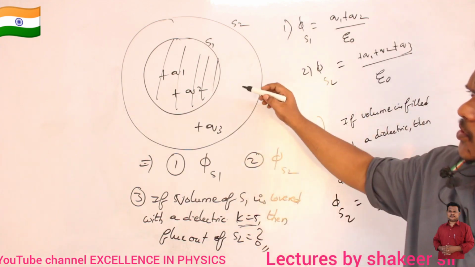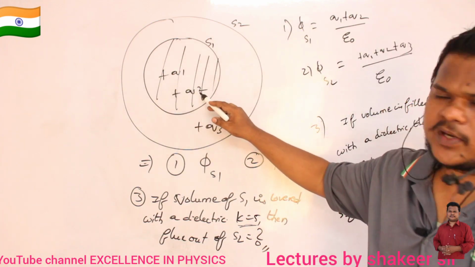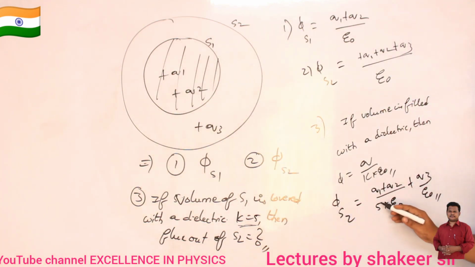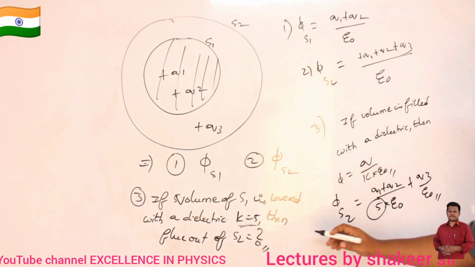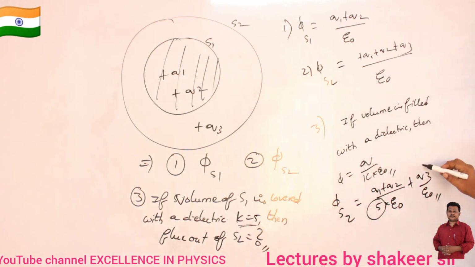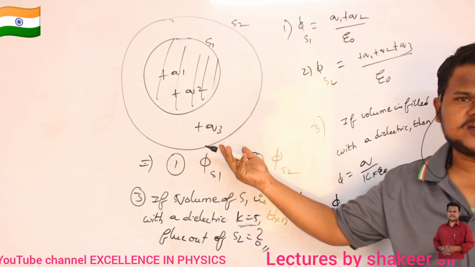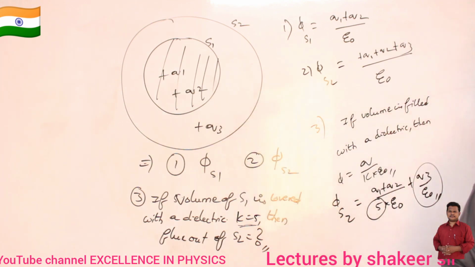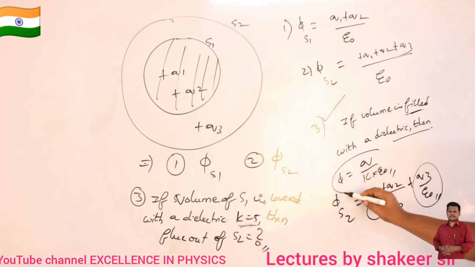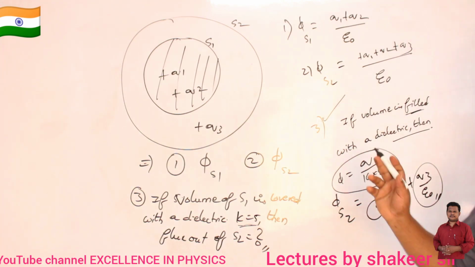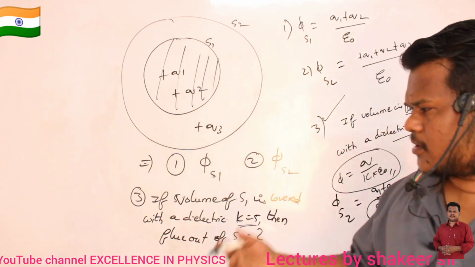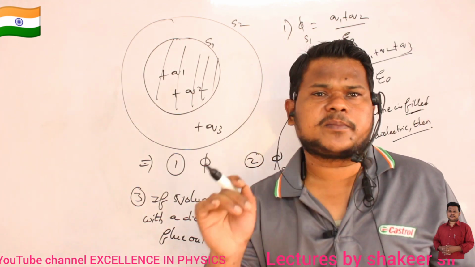Clear? So the total charge enclosed by surface S1 is Q1 and Q2. So the total flux decreases by how many times? K times. K value is how much? 5. But the flux due to Q3 cannot reduce, because here there is no dielectric. So this is our answer. Clear? So this is another important point which you should remember. If the volume is filled with a dielectric, then the flux becomes Q by K into E0, where K is the dielectric constant of the material. Okay? Dielectric constant is also called relative permittivity.